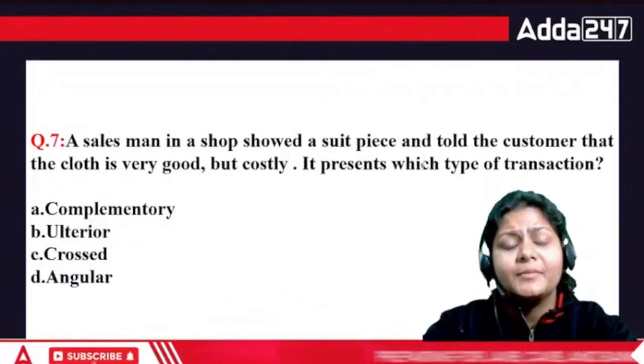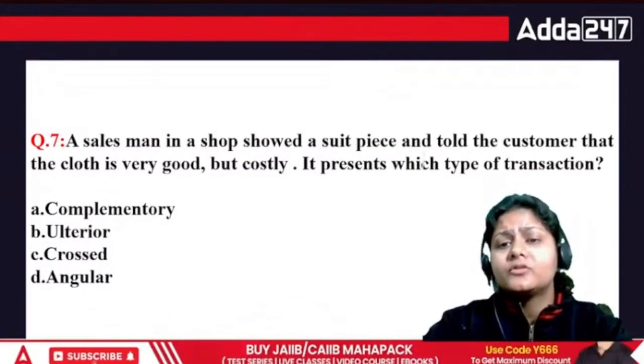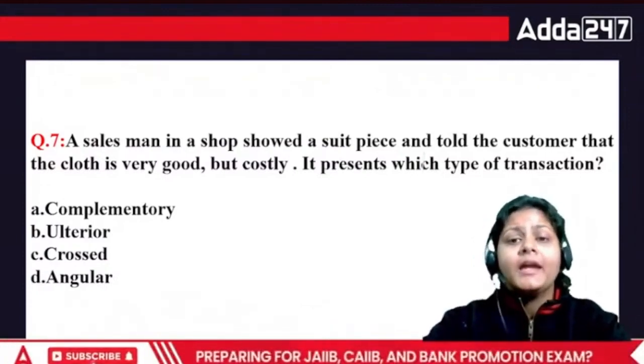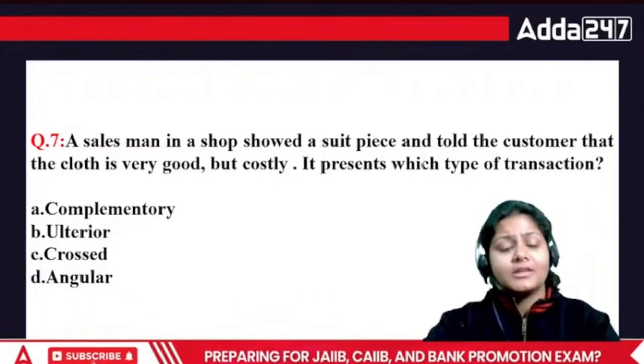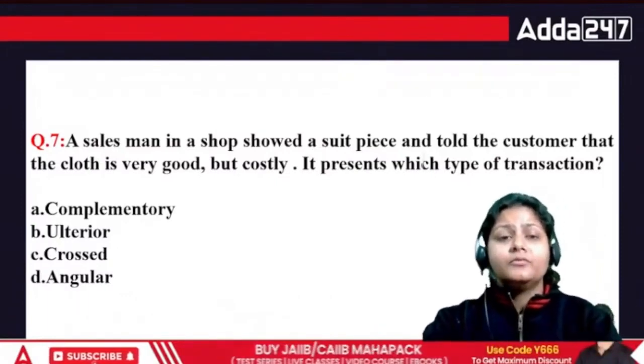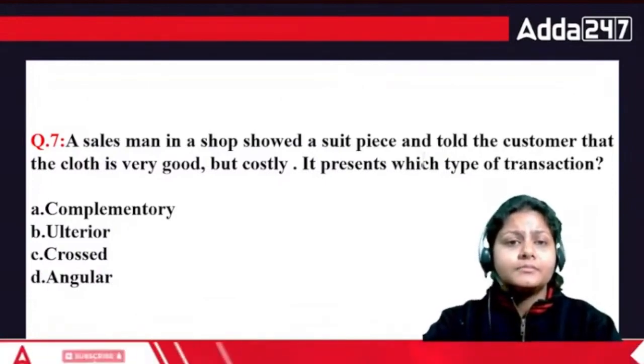Next is: a salesman in the shop showed a suit piece and told the customer that the cloth is very good but costly. It presents which type of transaction? This question is from transactional analysis. So what is this question about?